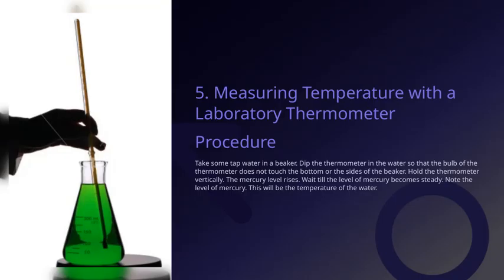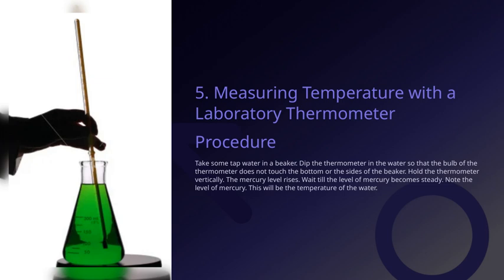Let's go through how to measure temperature with a laboratory thermometer. First, take some tap water in a beaker. Now, dip the thermometer into the water, but make sure the bulb of the thermometer does not touch the bottom or the sides of the beaker. This is important because contact with the sides or bottom can give inaccurate readings.